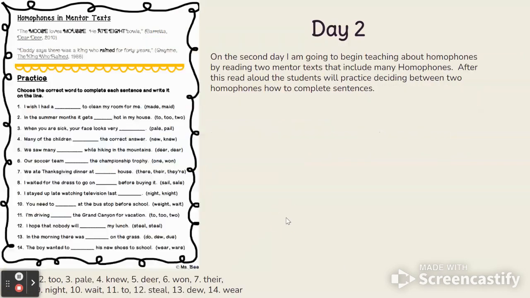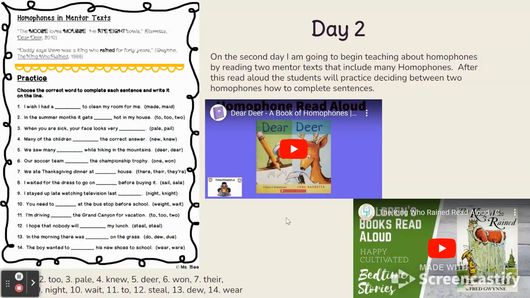And then on day 2, we're going to begin teaching homophones by reading 2 mentor texts, and I have them linked here. They are Dear Dear and The King Who Reigned. You could choose to do this as a physical book, or you can use the online books provided. And then these go along with this worksheet.